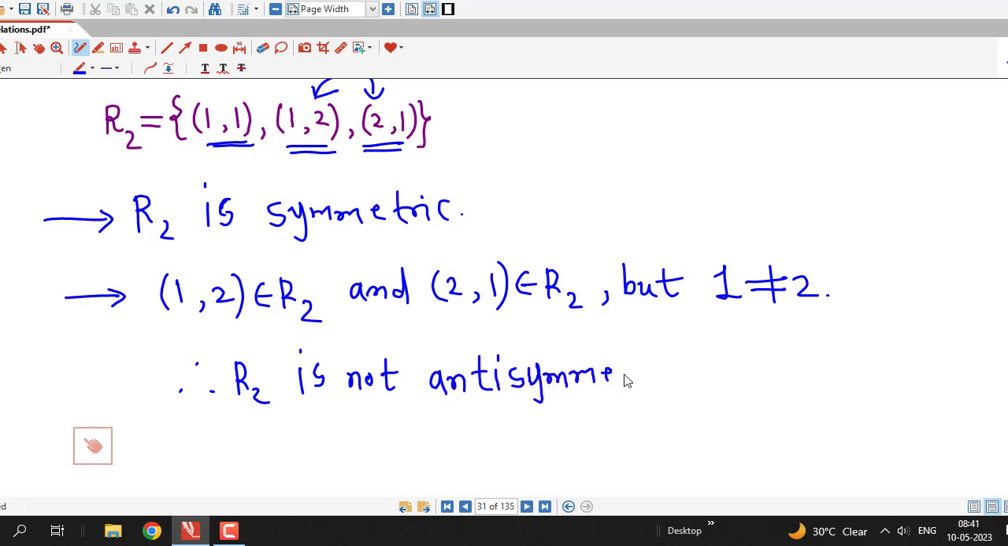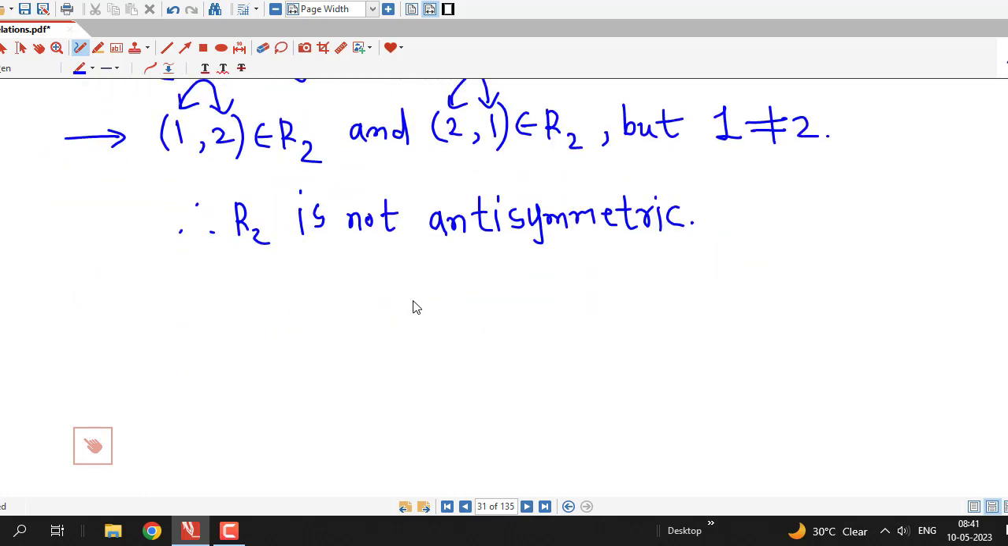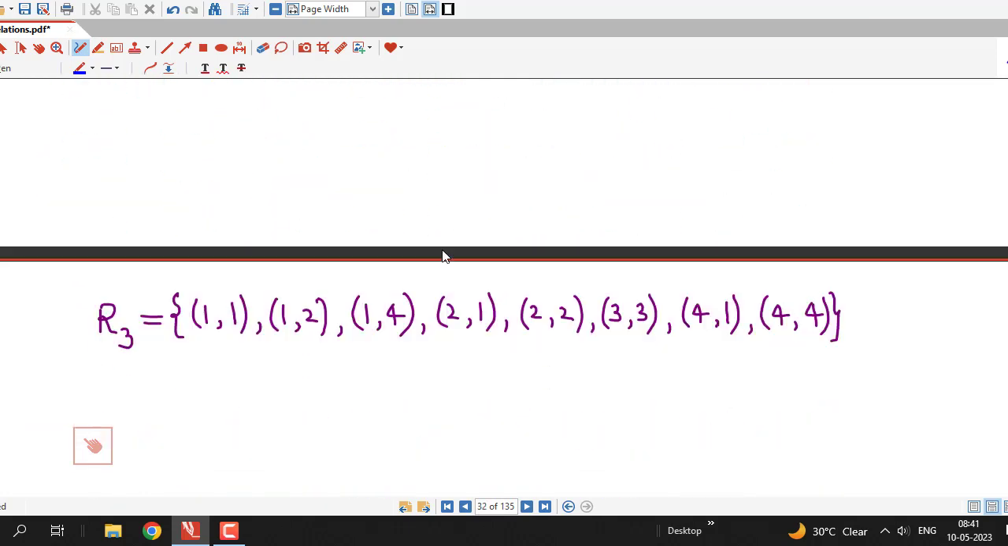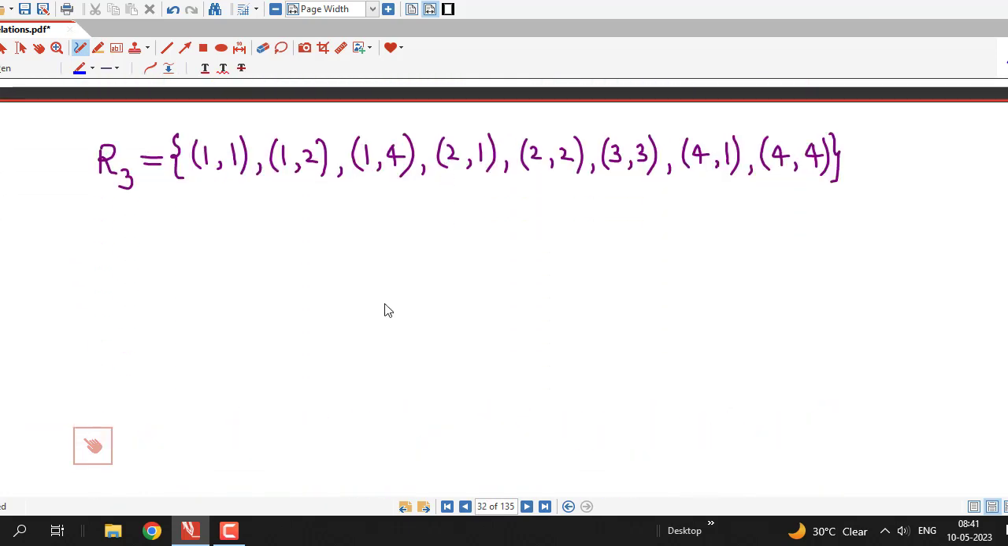A relation is antisymmetric if AB belongs to R and BA belongs to R implies A equal to B. So here (1,2) belongs to R2, (2,1) belongs to R2, but 1 and 2 are different, so R2 is not antisymmetric. Now we check for R3.